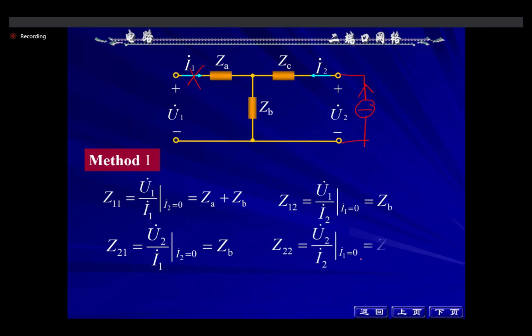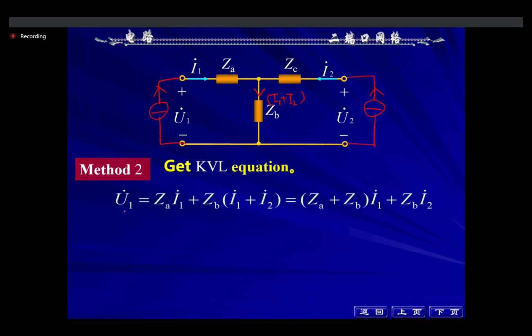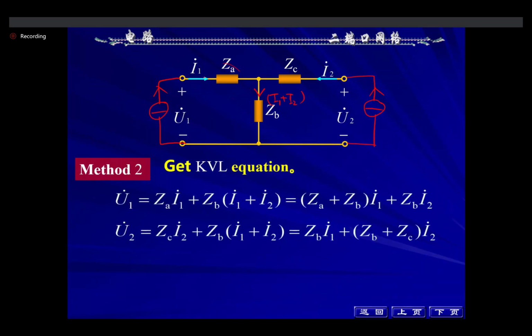Z12, Z22. This is method 1. For method 2, we can add the current source at the two sides at the same time. This is I1, this is I2. So this current will be I1 plus I2. Using Kirchhoff's law, U1 is this voltage plus this voltage.